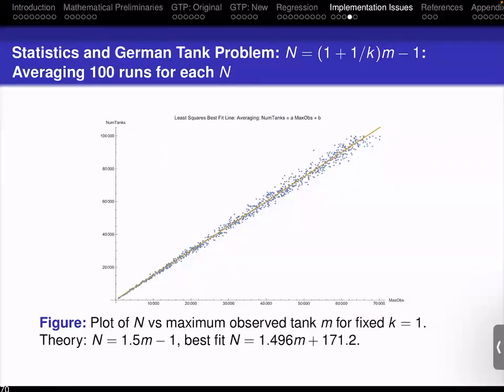Here's another way to try to make things a little bit better and to cut down on the variation. What we did for this one is for each value of n, I did 100 samples. I did 100 trials. And for each one of them, I then recorded the average value. And so that tightened things up a lot. That really compressed things. And if you look at this now, it really looks like a line. And now I'm actually getting a good fit, n equals 1.5 m minus 1 versus 1.496 m plus 171.